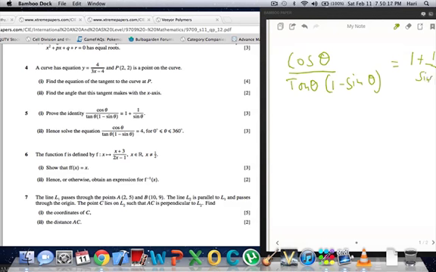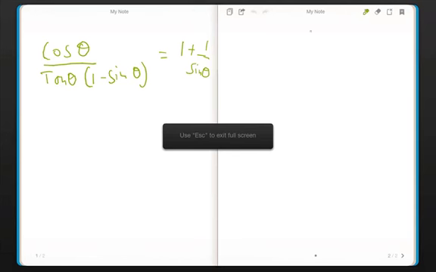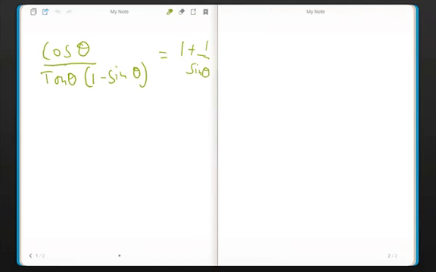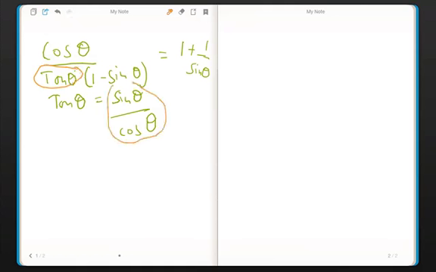Please refer to the question. I'll make this full screen now. So how do we do this? Well, we know two things. Tan theta is equal to sine theta by cosine of theta. So we can replace this with this. Cosine of theta divided by sine theta by cos theta into 1 minus sine theta, and this should be equal to this.